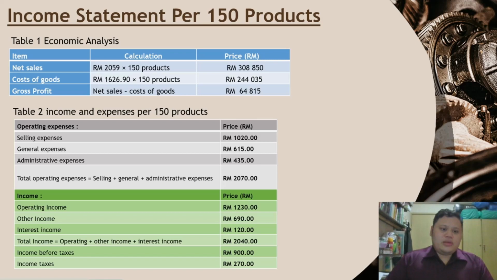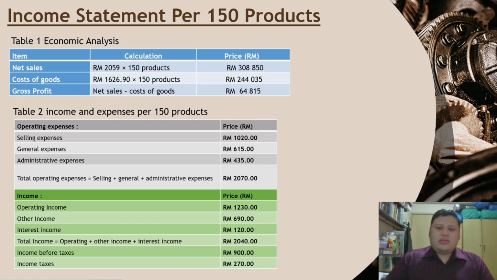Table 2, income and expenses per 150 products. Operating expenses are the selling expenses, general expenses, and administrative expenses. And the total operating expenses is selling plus general plus admin expenses. So the total for this cost is 2,070 ringgit. For income, we have operating income, other income, interest income. So the total is operating plus other income plus interest income. The total is 2,040 ringgit. Income before taxes will be 900 ringgit and income taxes is 270 ringgit.